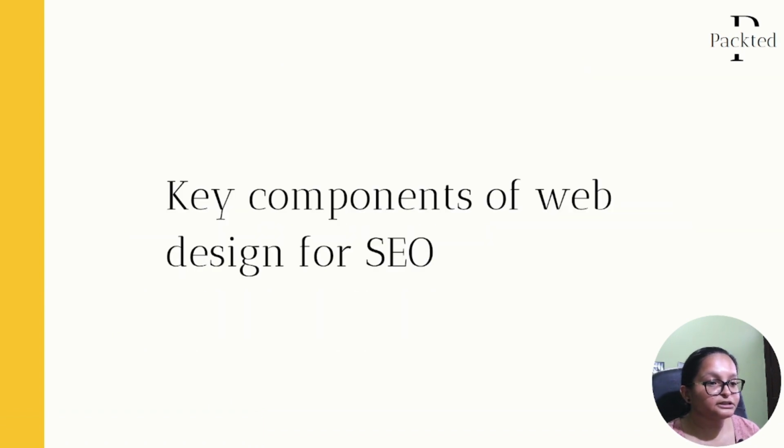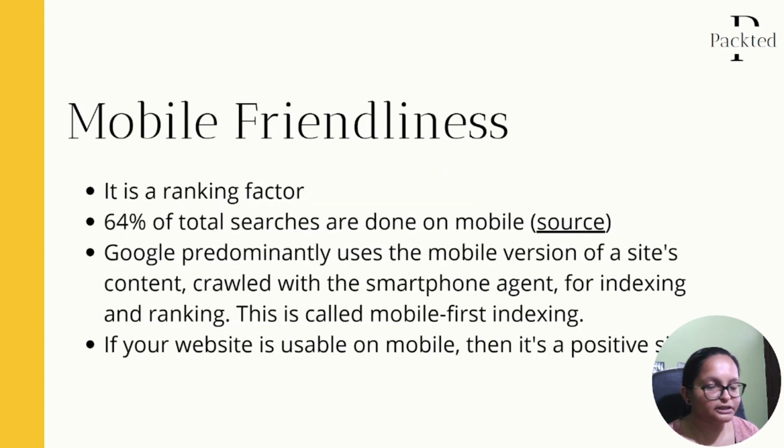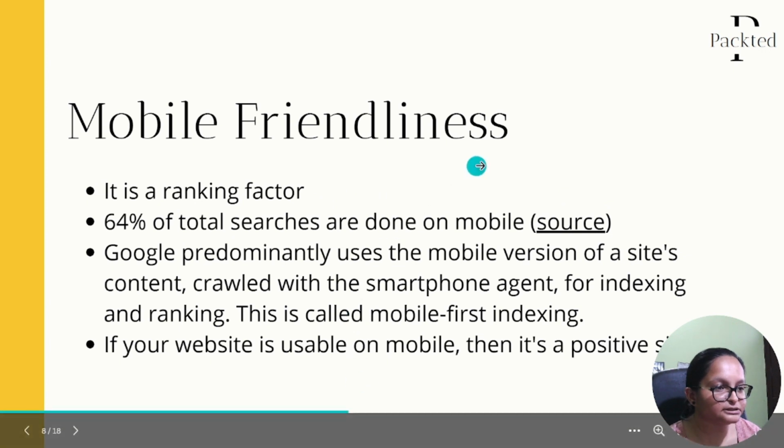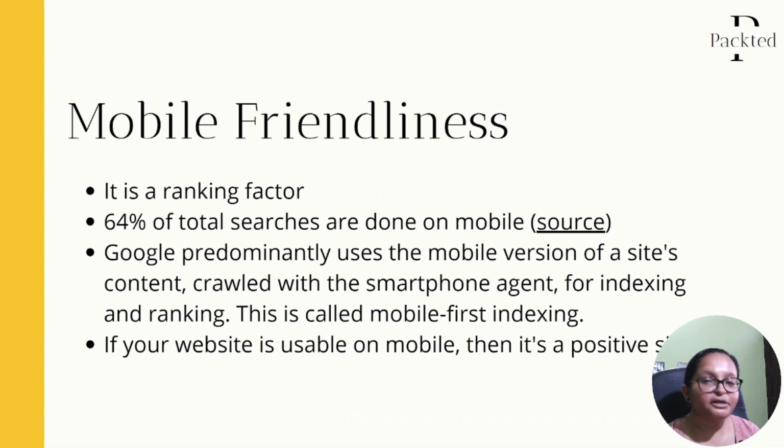So now we are discussing the key components of web design for SEO. And the first factor that we are looking at is mobile friendliness. Again, it is not something that you are not aware of because it is a ranking factor. And 64% of total searches are done on mobile. For example, when you are searching for something, it is not important that you have a desktop or computer or laptop on your hand. Most of the times you have your phone on your hand and you do most of your searching through your phone.